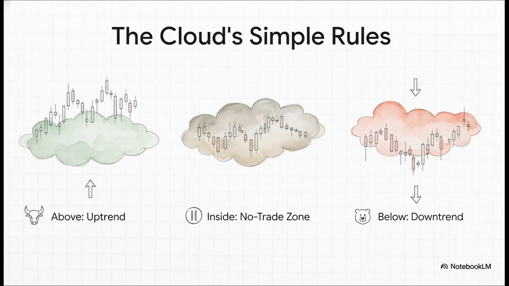Super simple. Is the price trading above it? You should be thinking bullish. Is it below the cloud? Then you should probably be thinking bearish. And what if the price gets stuck inside the cloud? Well, that means the market is choppy, it's uncertain. For a lot of traders, that's a no-trade zone.